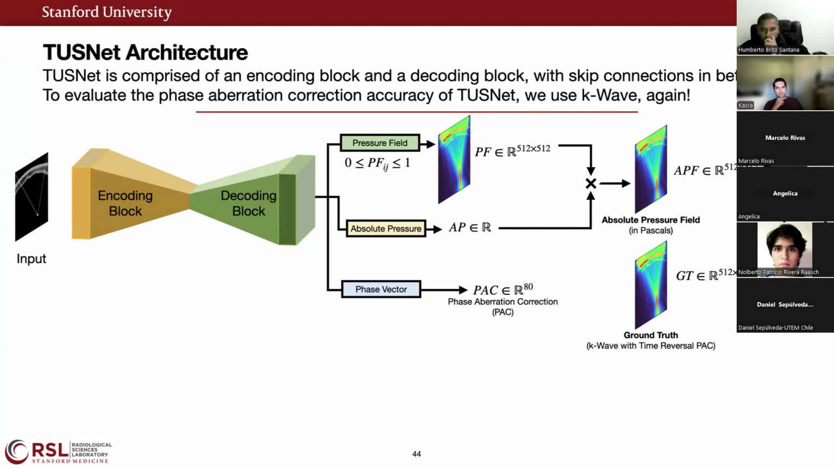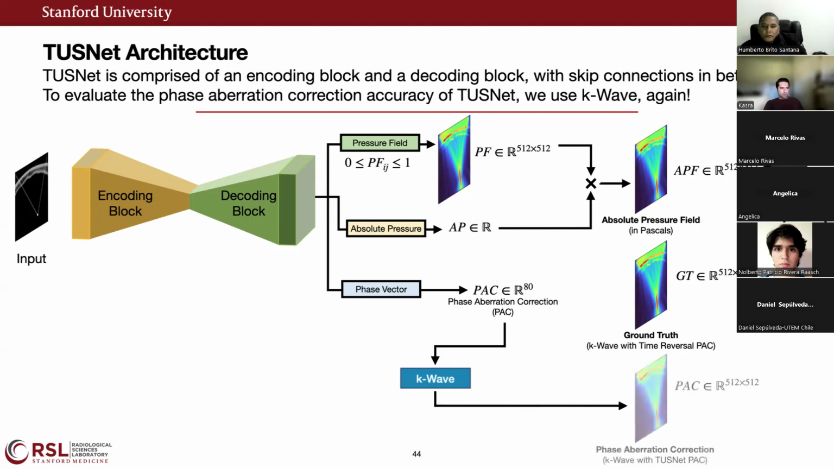Once we had this vector of phase corrections, next we used those in K-wave. So note that we are using K-wave twice. Once is using it with time reversal so that we have the ground truth. The other time, we use K-wave with our phase aberration corrections to produce another pressure field. So that now we can evaluate these against one another. In the subsequent slides, when I show the evaluation results, you will notice that I'm going to show 2 different distributions. One will be the absolute pressure field, which is the output of the pressure field from TUSNet. And the other one will be the bottom one, the phase aberration correction, which is to show the accuracy of our phase aberration correction vector.